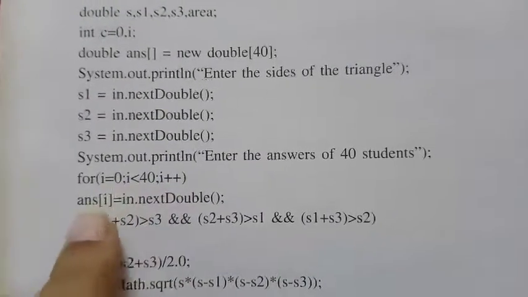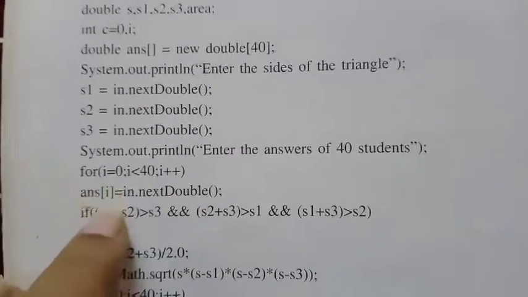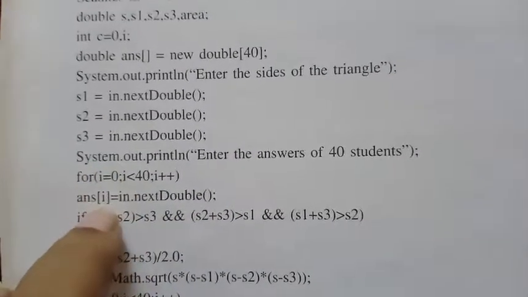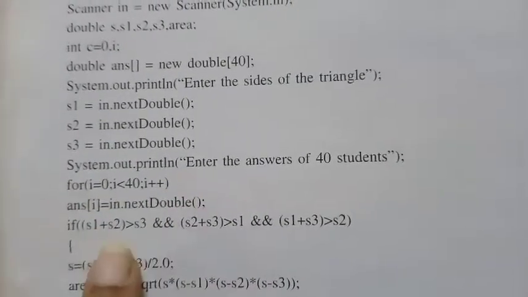Then enter the answers of 40 students. They are read in a loop for i is equal to 0, i less than 40. As the students enter their answers, everything is saved in answer of i. The first student's answer will be saved in answer of 0, then answer of 1, answer of 2, and like that. Then the teacher is going to check and calculate the area.